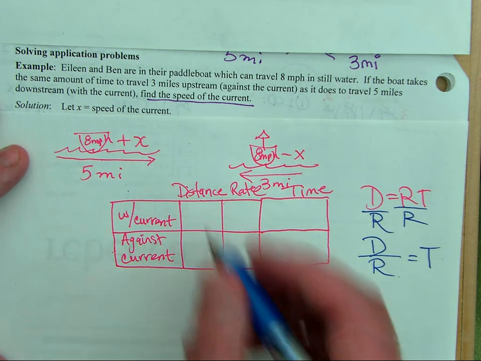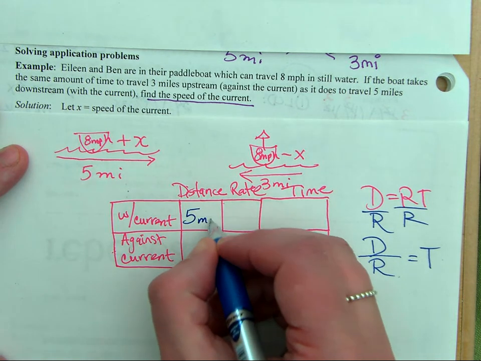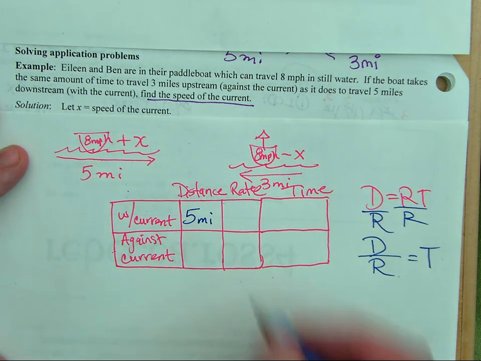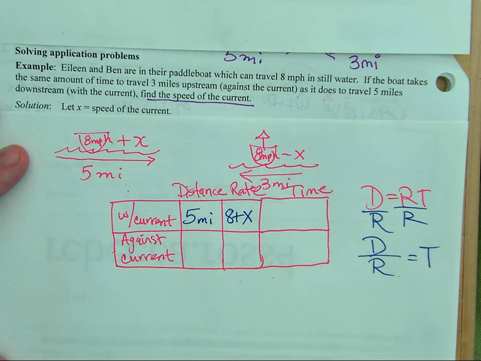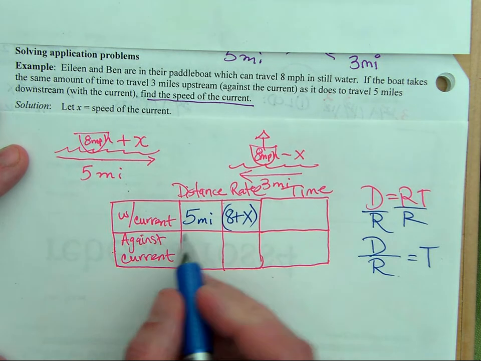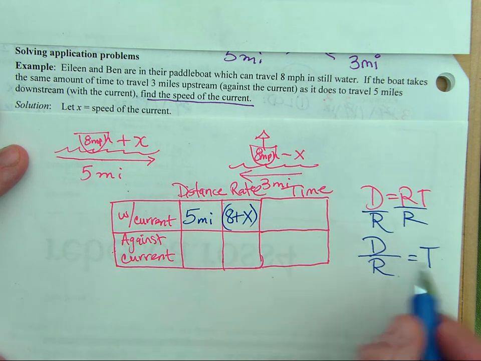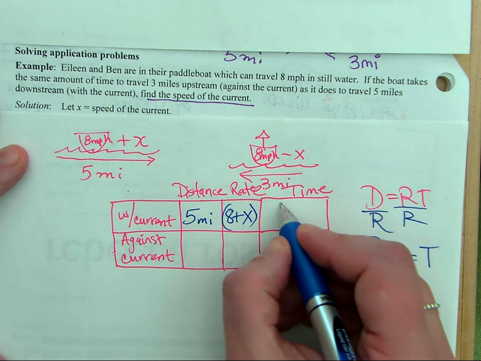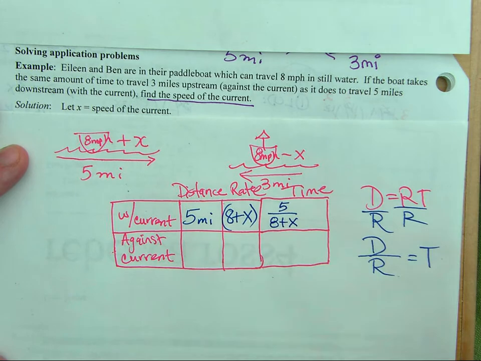So the distance with the current we were able to go was 5 miles. And then the rate was 8 plus x. Does everybody see where I'm getting the 8 plus x from? Okay, now check it out. If I took the distance and I divide it by the rate, I get the time. So I take the distance 5, I divide it by the rate, x plus 8, and that's going to tell me how long it took me to go. Like you think about miles per hour, right?